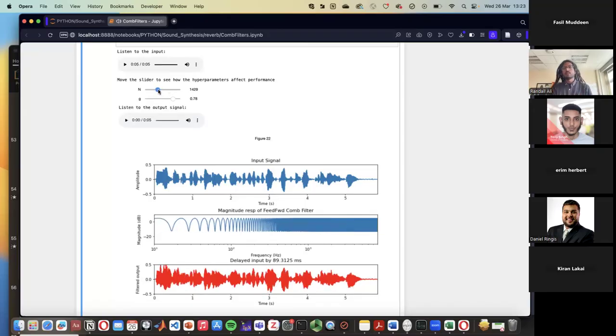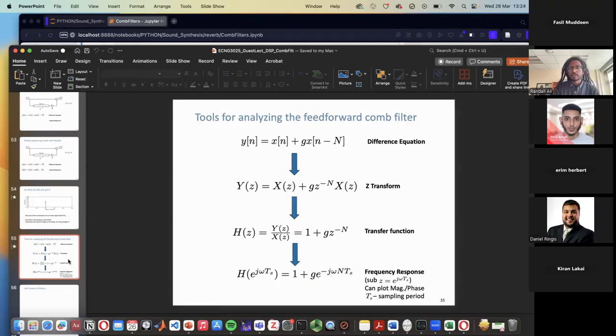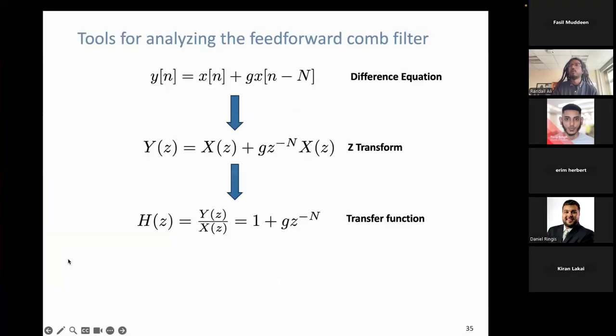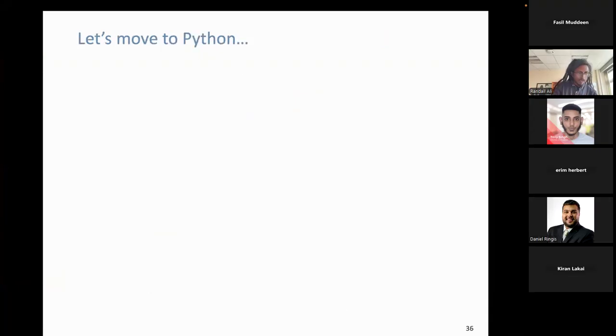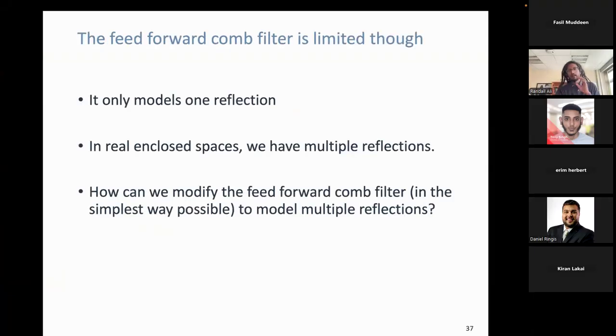So that's our first glimpse or first glance at what you can do with a feed-forward comb filter. And those are some basic effects that you can get. And I'll just go to the last one and quickly go through this one. So one limitation that you have with this feed-forward comb filter is that it only models one reflection.